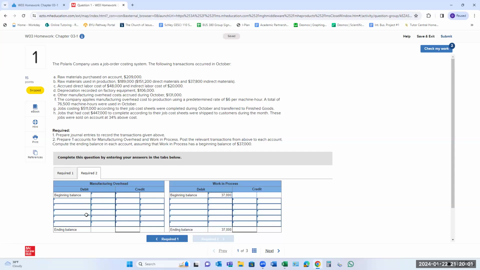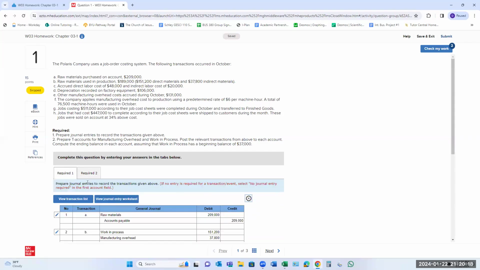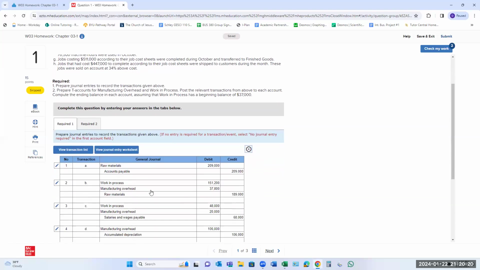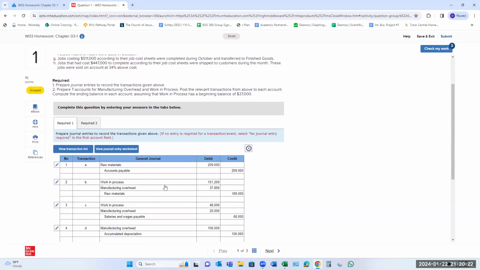The debits will be entered over here and the credits will be entered over here. Same with work in process. Debits are over here, credits over here. I'm going to go find the first manufacturing overhead and show you how to do this. So required 1, I'm looking for manufacturing overhead right there.